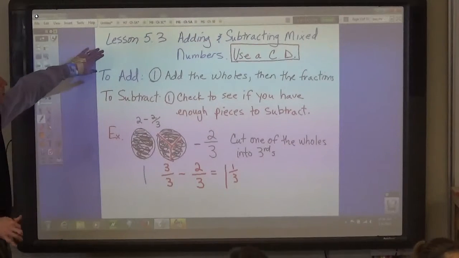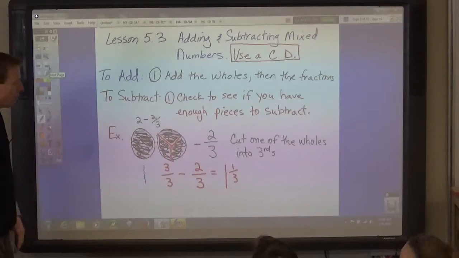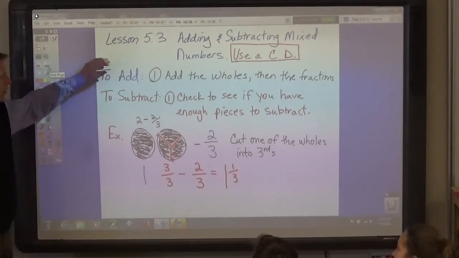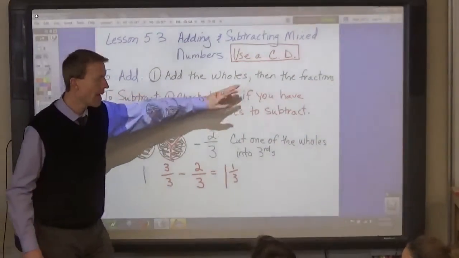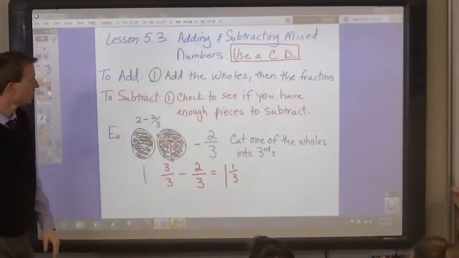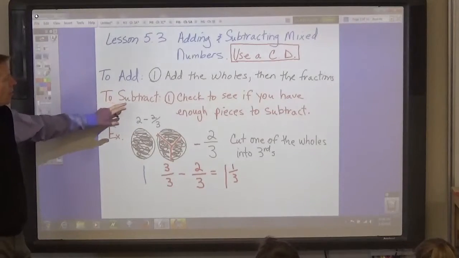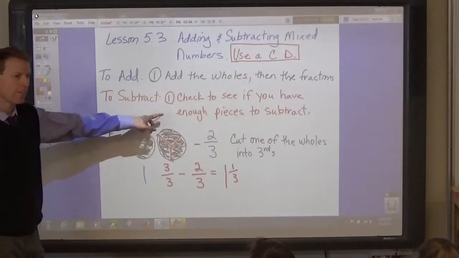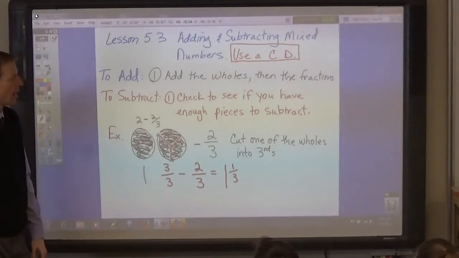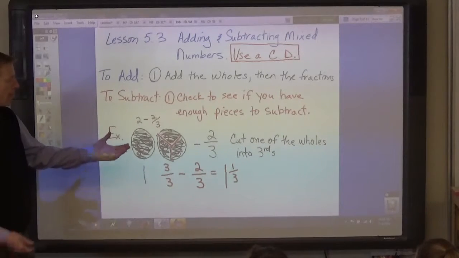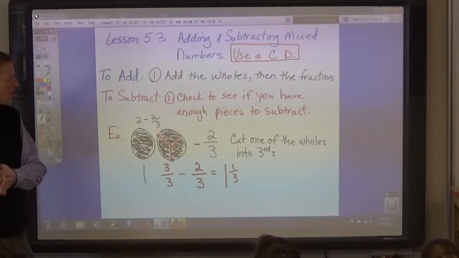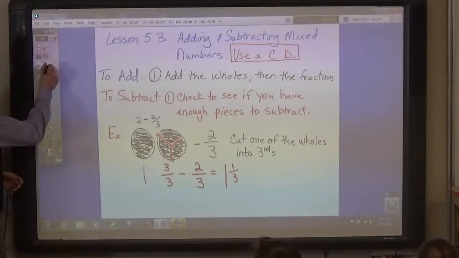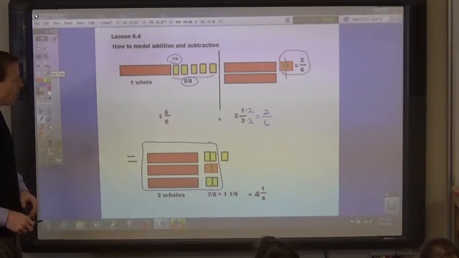Lesson 3 was adding and subtracting mixed numbers. Very similar, especially when you're adding, you can add the whole numbers and then add the fractions. But if you're subtracting, you have to first check to see if you have enough pieces before you can subtract. If you have enough pieces, then subtract the pieces and then subtract the whole numbers. But if you don't, then you have to break up a whole number.